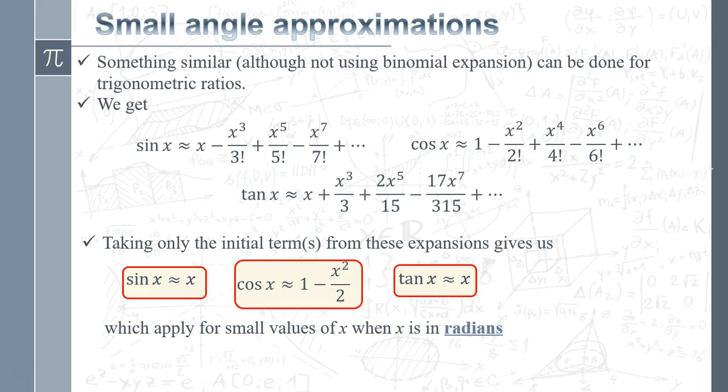So we're talking small values of x in terms of radians. Sin x and tan x are the ones that are fairly straightforward. Sin x is approximately equal to x, tan x approximately equal to x, and cos x a little bit more, it's approximately equal to 1 minus x squared over 2. And you need to know those things, and those are the things that you're going to be using and working with when it comes to solving problems.